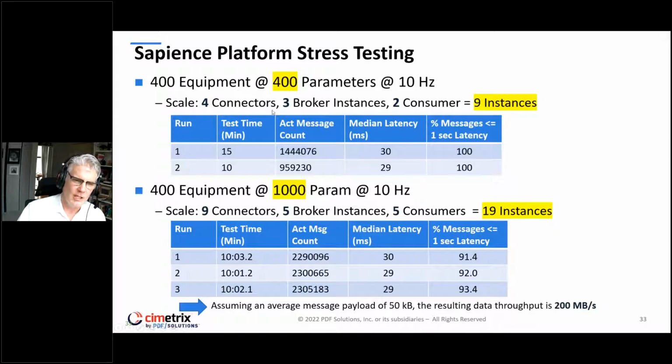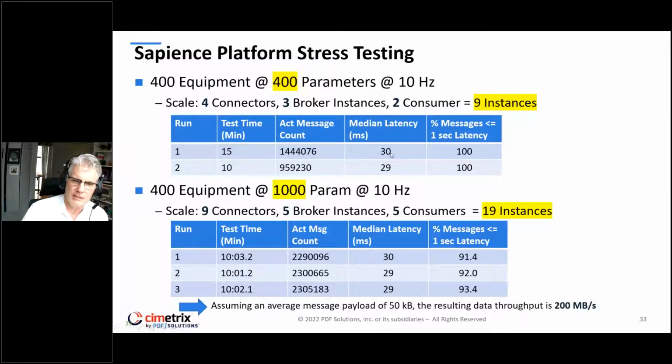And so we installed Sapience. We had an installation of Sapience running in the scaled out fashion, which was using 9 server instances. So this is 9 boxes running all these microservices. And we tested that with a few runs, and we showed that we were able to keep up with those data rates without breaking a sweat.